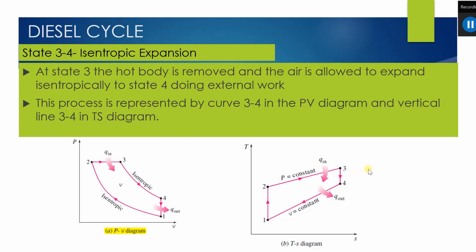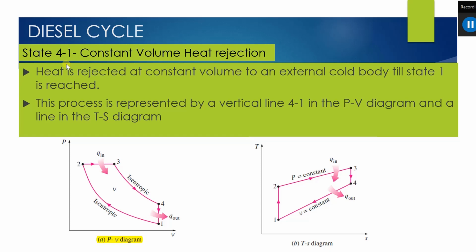Let's move on to the next process, that means state 4 to 1. It is a constant volume heat rejection process in which heat is rejected from the system to the surroundings at a constant volume. That means the volume of the system remains constant, and heat is rejected at constant volume to an external cold body till state 1 is reached. This process is represented by a vertical line 4 to 1 in the PV diagram and a straight line in the TS diagram, in which heat is rejected to the surroundings at a constant volume.